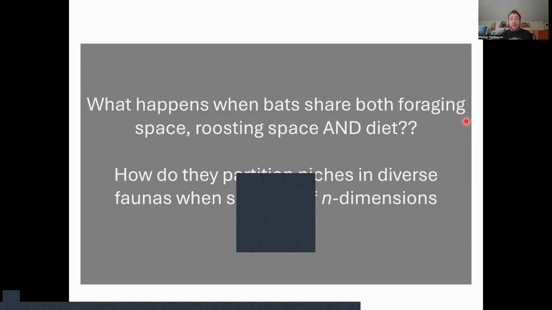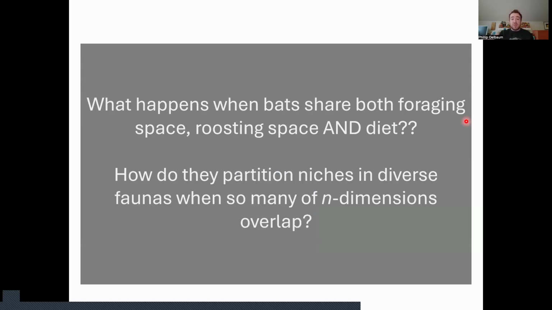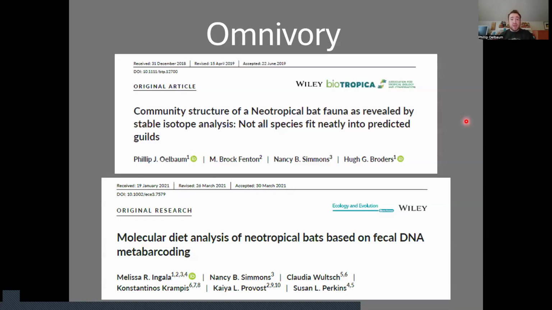So what happens when bats share foraging space, roosting space, and diet? How do they partition their niches in diverse faunas when so many of these dimensions overlap? This was another point that I was thinking about a lot through my PhD, and one of my key hypotheses was that this is done through omnivory. We know that bats are quite flexible in what they can do, but in terms of how we think about bats, we typically put them into boxes.